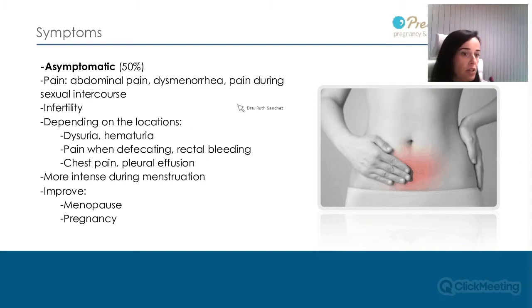And depending on the locations of the implants, we can also find dysuria, that is pain with the miction. Hematuria is blood in the urine. Even pain when defecating, or rectal bleeding if we have implants in the bowels. And in the rare case of implants in the chest, we can find chest pain and pleural effusion with the menstruations. These symptoms are more intense during the menstruations, and they improve in the menopause and in pregnancy. These are periods in which there are no menstruations.